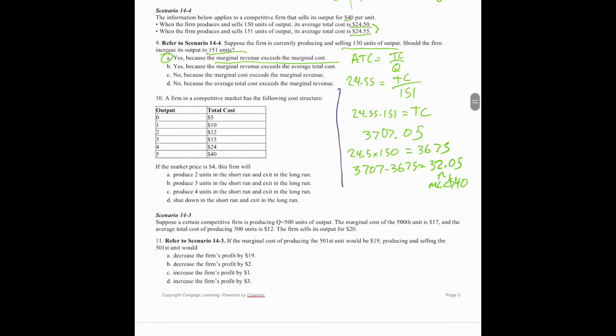Question 10. A firm in a competitive market has the following cost structure. Remember, they're in a perfectly competitive market, they're always going to produce until price is equal to marginal cost, because in a perfectly competitive market, price equals marginal revenue. So we max profit where price is equal to marginal cost in a perfectly competitive market.